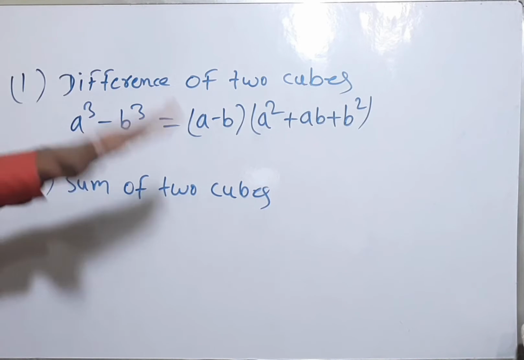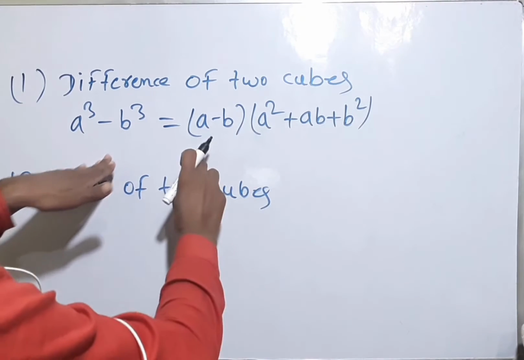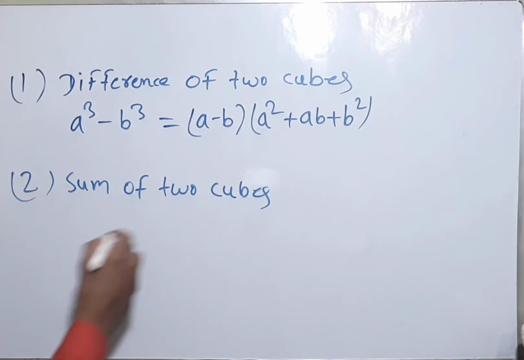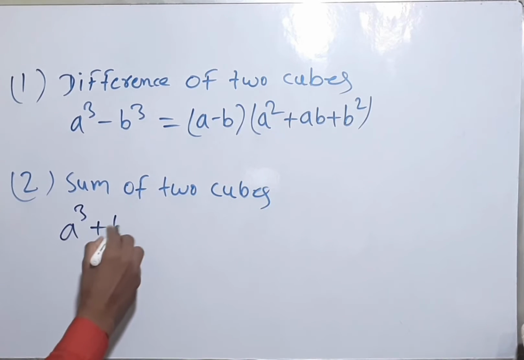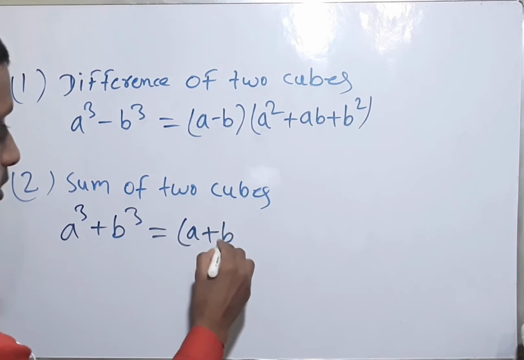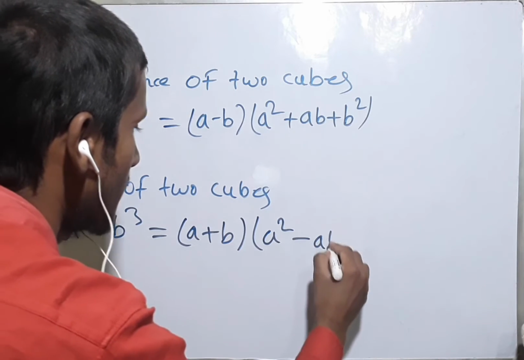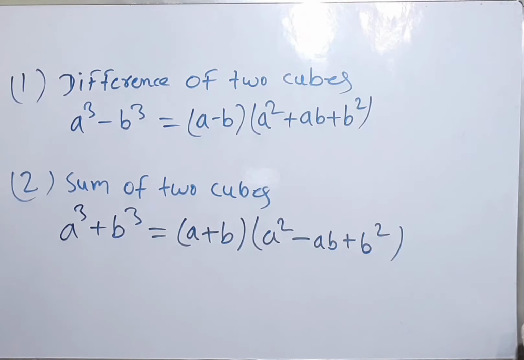First is the difference of two cubes. As you can see, this is a cubed minus b cubed. The formula is a minus b times a squared plus ab plus b squared. Second one is the sum of two cubes. You can write this as a cubed plus b cubed, which will be equal to a plus b times a squared minus ab plus b squared. So these are the formulas that we're going to talk about today.